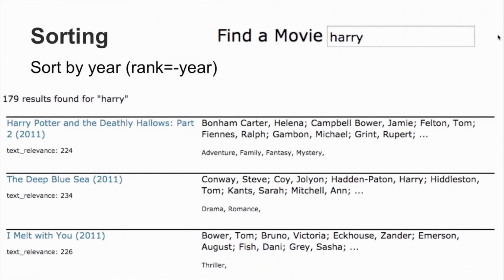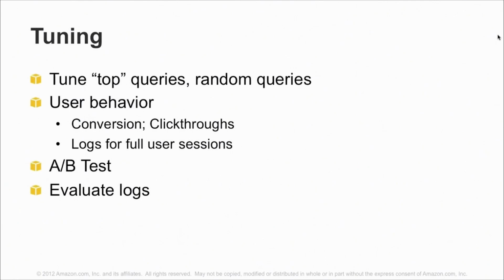So that's an overview of the way the queries are processed, where you can interact with them, and how you can affect the ranking. When you initially deploy your data into CloudSearch, you're going to want to do some tuning. The way to approach that is, first of all, to identify, either through logs or through understanding the application and the domain, what are going to be the top queries.